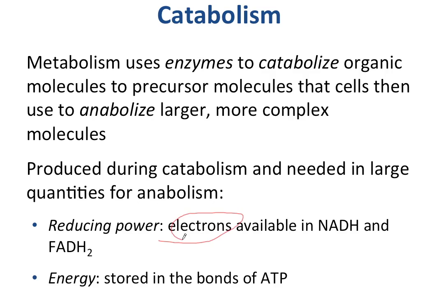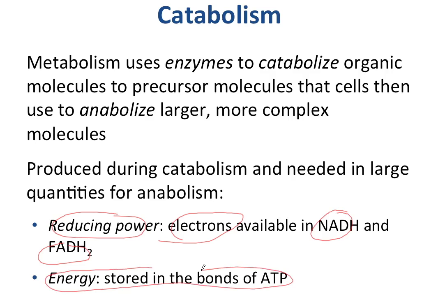Okay, electrons. Those electrons carry energy. Electrons can be stored in the NAD or FAD. Okay, and so NAD and FAD will be reduced, so they have reducing power. And then the energy in the electron will be transferred and stored to the ATP. Okay, so we talk about this later.